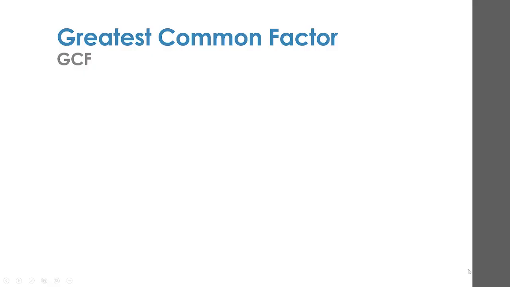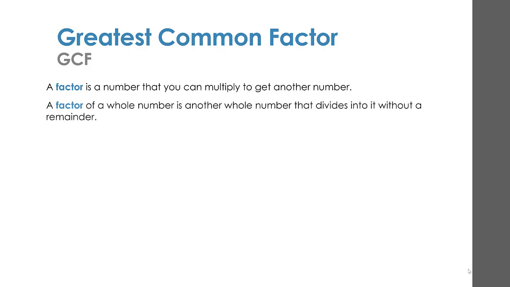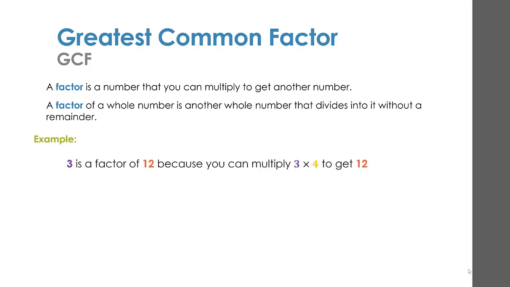In this video, we will see how to find the greatest common factor between two or more numbers. To begin, we want to remember what a factor is. A factor is a number that you can multiply to get another number. Another definition is that a factor of a whole number is another whole number that divides into it without a remainder. We will understand this better with an example.